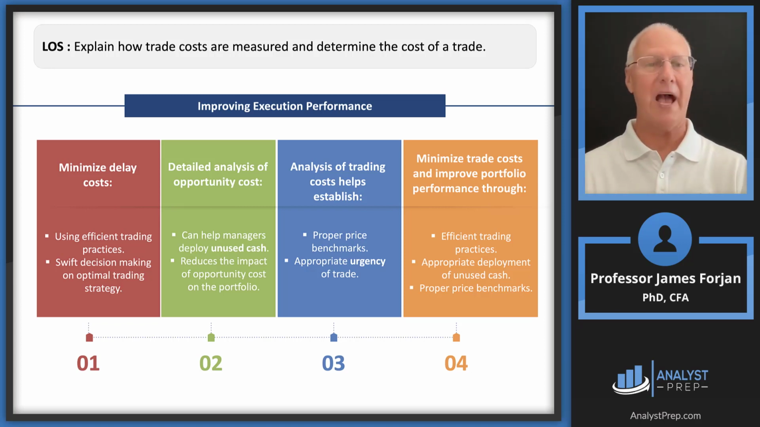Now, of course, we need to worry about cash. We talked about this at length back in part 1 about cash drag, and that's essentially what's going on with opportunity costs. We need to do benchmarks. We'll talk a little bit more about that here in just a few moments. We did that back in part 1. And then look over in the orange box: efficient trading practices, appropriate deployment of unused cash, the use of proper price benchmarks. So think about that orange box over there on the right-hand side as analogous to Harry Markowitz's efficient frontier over the strategic asset allocation for the portfolio.